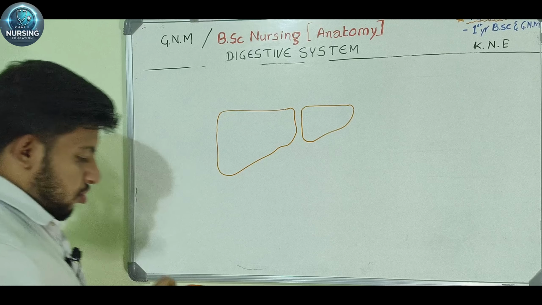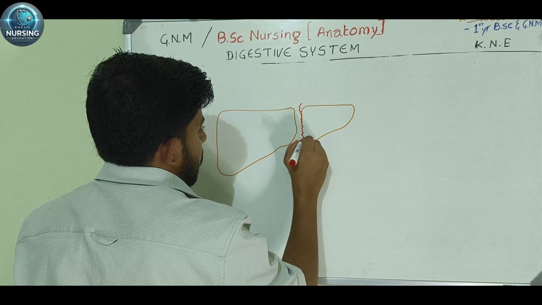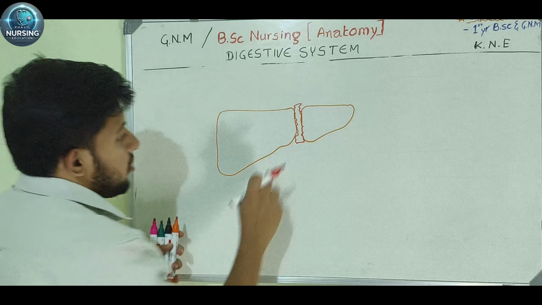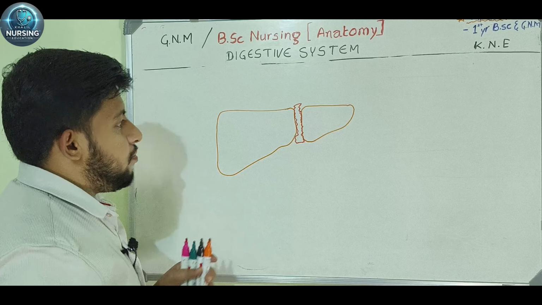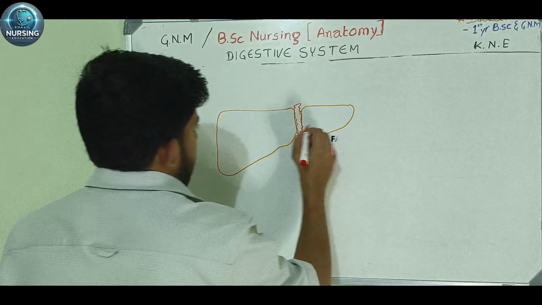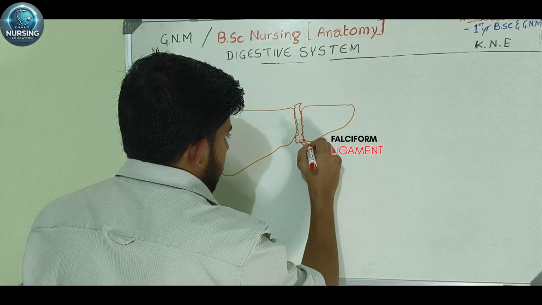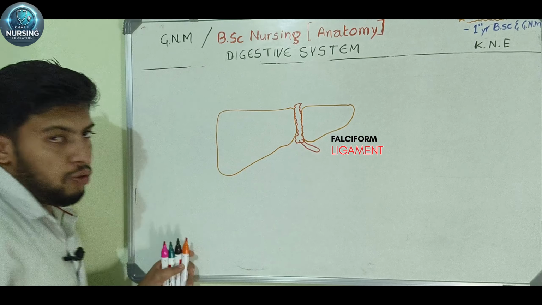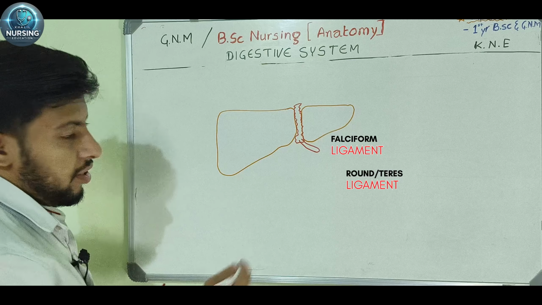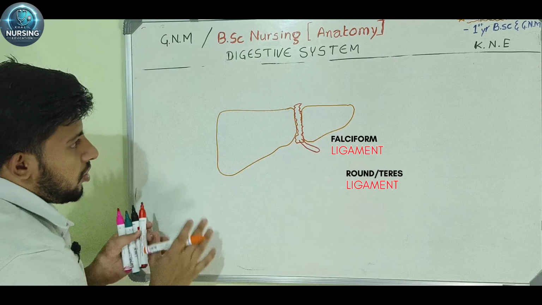Clear? So these two are joined by which one? The ligament which joins the two lobes is the falciform ligament. Clear? Next, another one present beneath the falciform ligament is the round ligament, which we can call the ligamentum teres. I will write the names afterwards. First you understand how to draw.